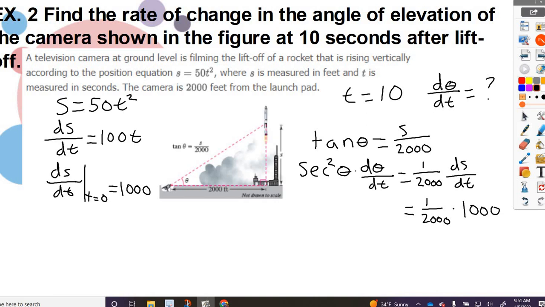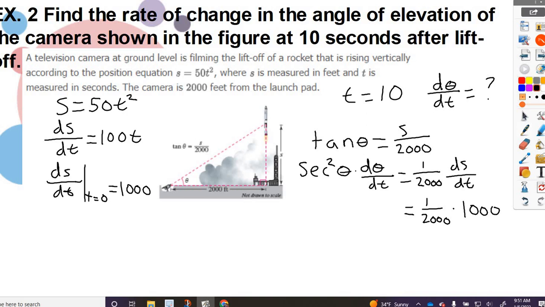Yes? And again, we said that we are solving for d theta/dt. So we don't have to worry about finding that one because that's what we're trying to get to at the end. However, what do we need to know in order to be able to plug into our secant? Okay, so again, they don't give us a theta. However, do they give us an equation that has a theta in it at the beginning? Yeah, tangent of theta equals s over 2,000. Agreed? So what do I need to know in order to be able to find my theta?